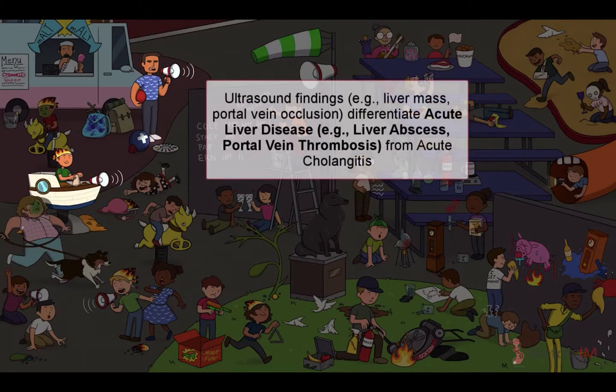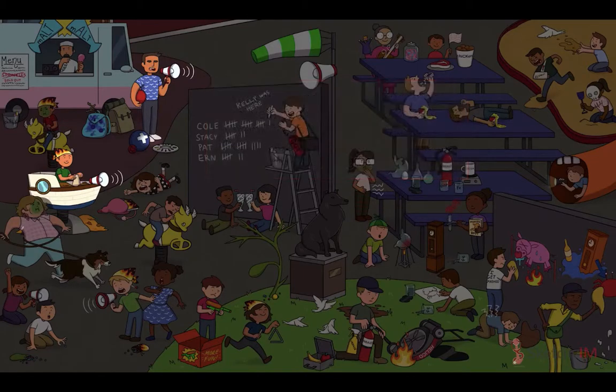Moving slightly further up, you've got to consider liver disease when your patient comes in with a fever and abdominal pain, especially in the right upper quadrant. Some of the acute liver diseases you might have heard about include liver abscesses and portal vein thrombosis. Fortunately, abdominal imaging is often all you need to differentiate acute liver disease from disease affecting the biliary tree. Look for telltale findings on abdominal ultrasound or CT, like a liver mass or occlusion of the portal vein, to point you away from acute cholangitis and more towards liver pathologies.